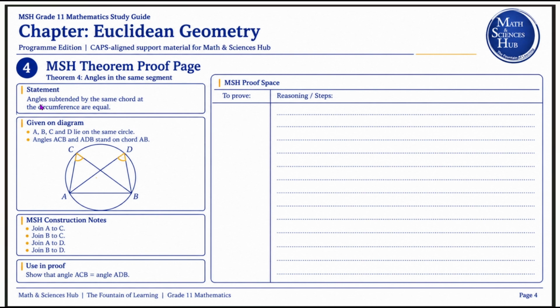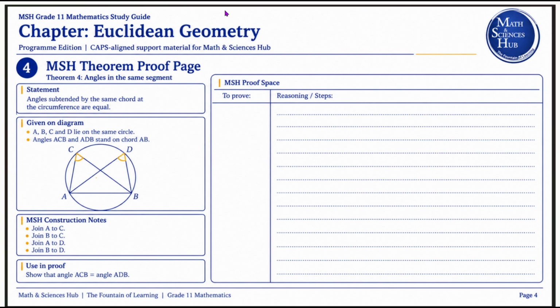So now the statement says angles subtended by the same chord on the same side of the circle are equal. So the angles subtended by the same chord at the circumference are equal. So those angles should be in the same segment. Hence I said on the same side of the circle.